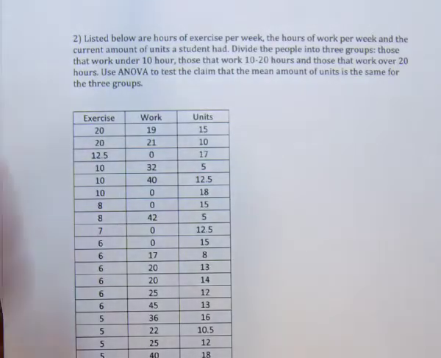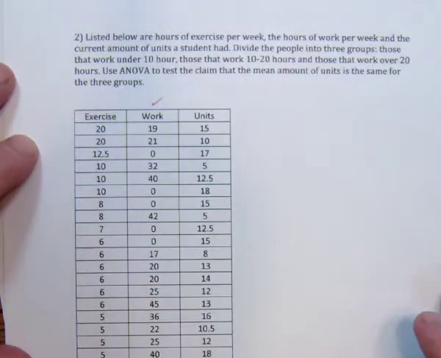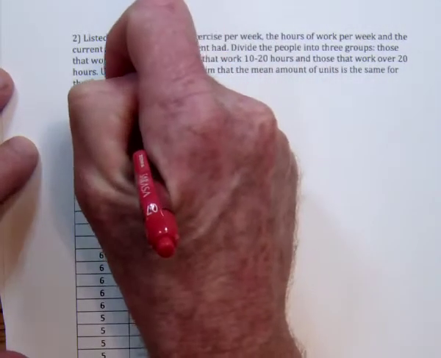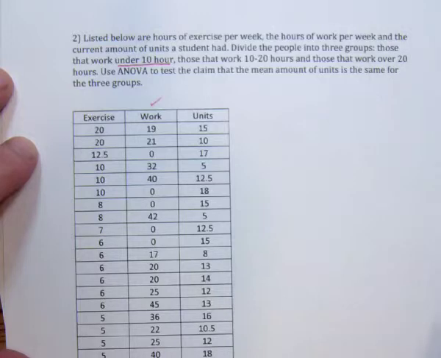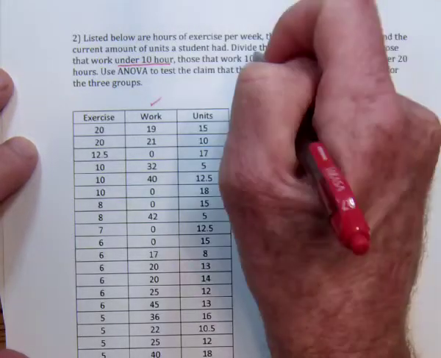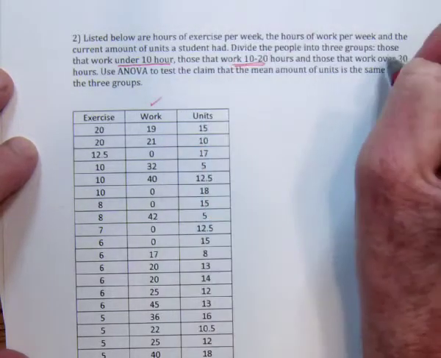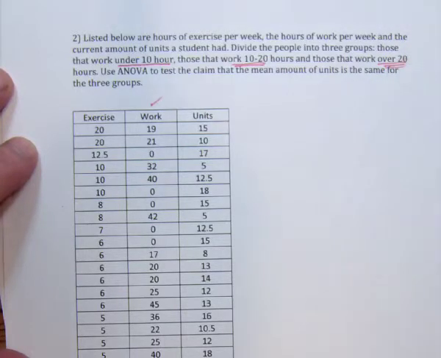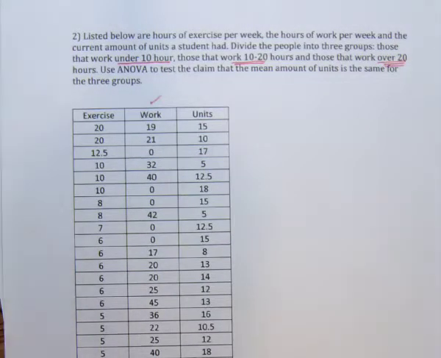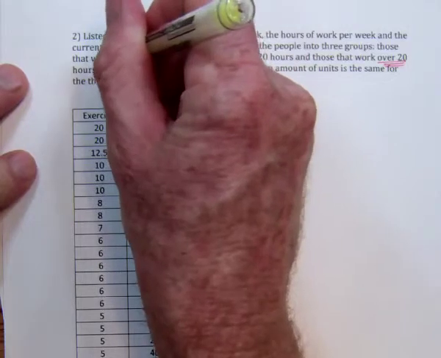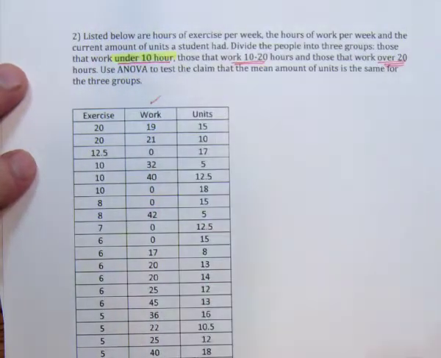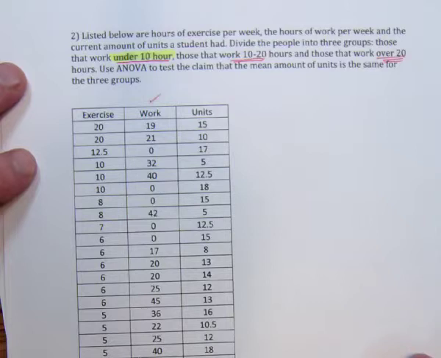So we've got their hours of work right here. And I want to separate it for those that don't work very much, less than 10 hours, those that work 10 to 20 hours, and then those that work over 20 hours. What I'm going to do is highlight them. I've got a yellow highlighter, and that's going to be these people if they work under 10 hours.